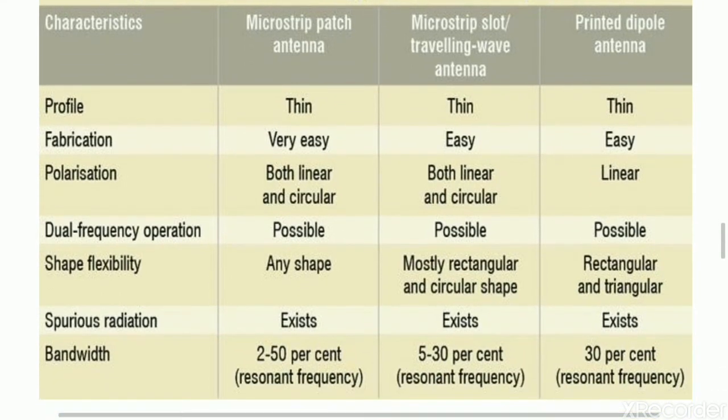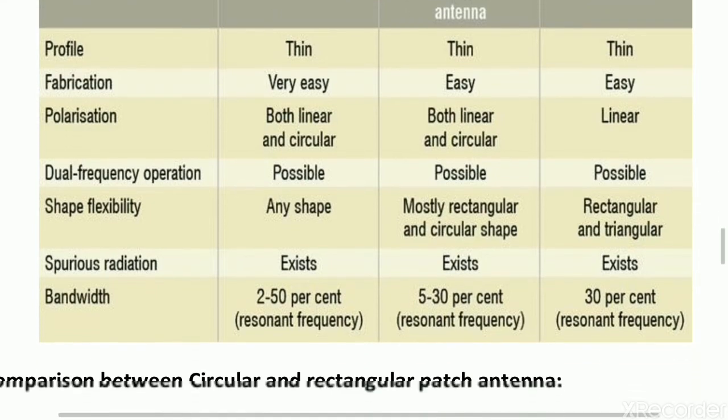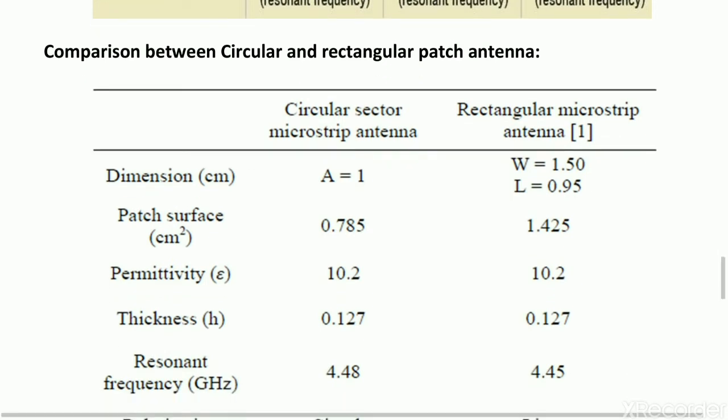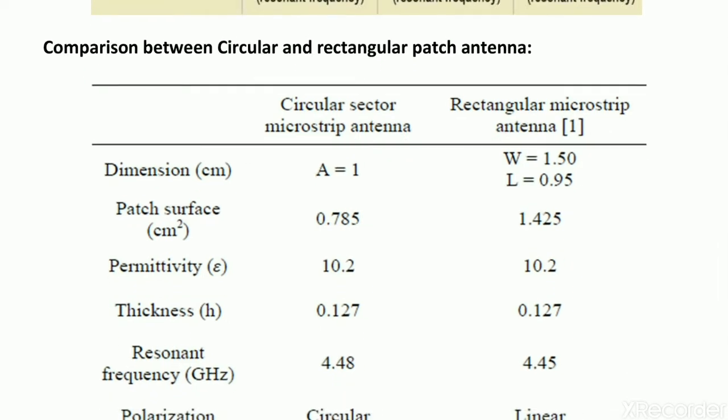Spurious radiations exist in all three antennas, in both transmission and reception. The bandwidth of the printed dipole antenna is almost 30% of the resonant frequency. In the case of the traveling wave antenna, it's 5 to 30%, and in the case of the microstrip patch antenna, it is 2 to 50%. This is a very important table regarding the different types of microstrip antenna. Please remember this table. We will move forward to the basic comparison between the circular and rectangular patch antenna.